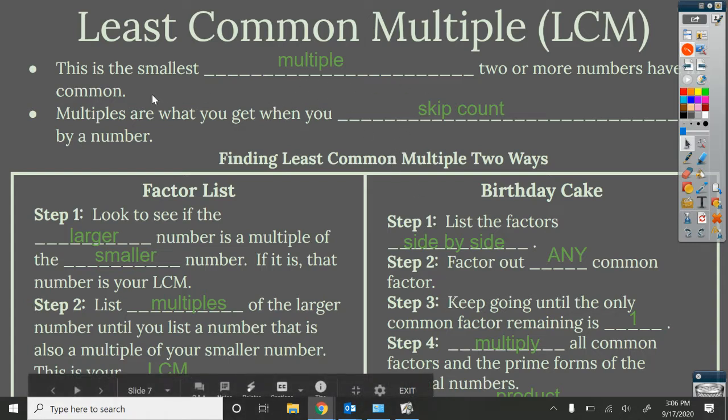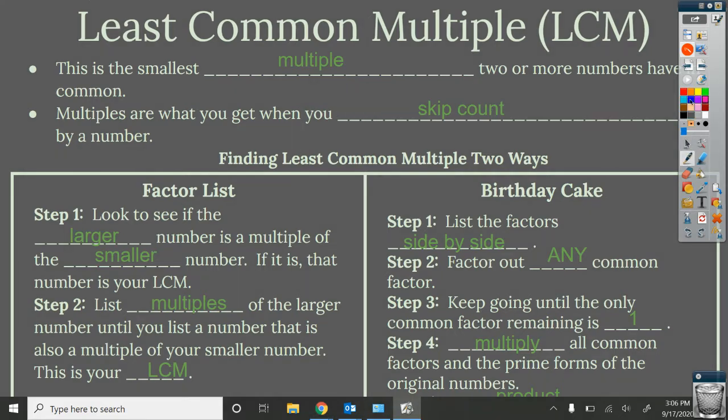So least common multiple is just the smallest multiple that two or more numbers have in common. And multiples are what you get when you skip count by a number. So in your mind, if you'll just kind of replace multiple with skip count, I think it's going to make more sense to you. Just kind of think of it as skip counting, okay?